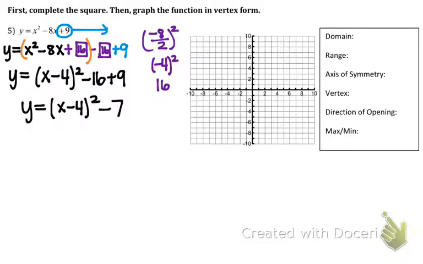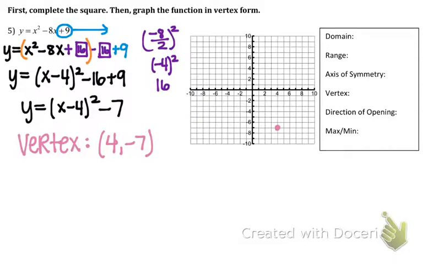So now that I have my function in vertex form, I can identify my vertex. My vertex will be the opposite of the x value in the middle. So my x coordinate of my vertex will be +4. And my y coordinate of the vertex is the same as the outside, so -7. I'm going to graph the vertex.